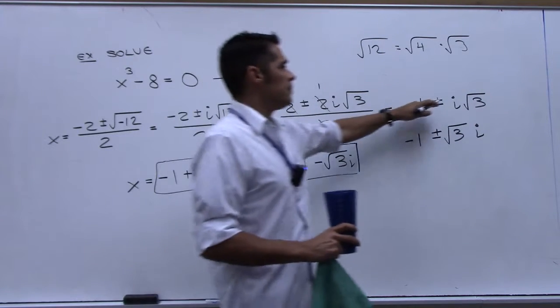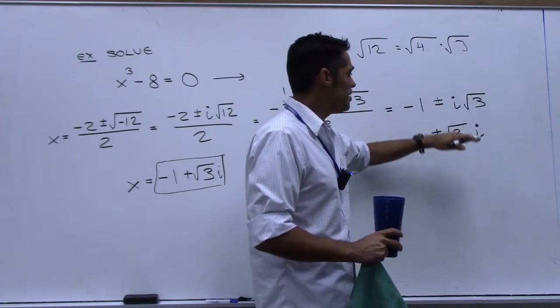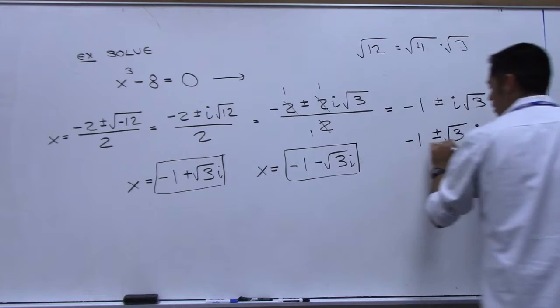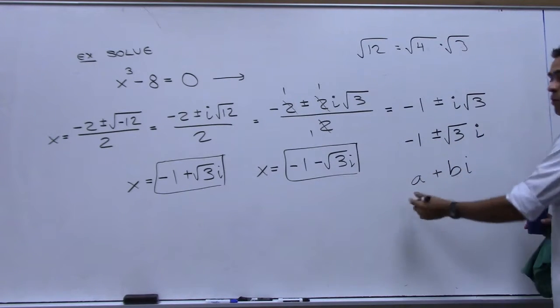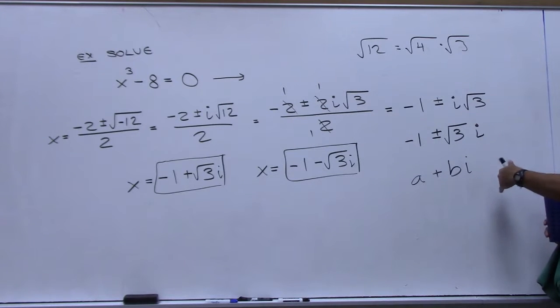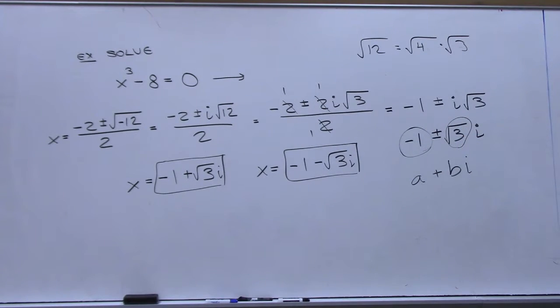Personally, in most books, we'll use the top one. This one's not wrong. The only reason I wrote it like this is so it would match the standard form of a complex number, a plus bi. There's your b, there's your a. That's just to show you it, that's all.